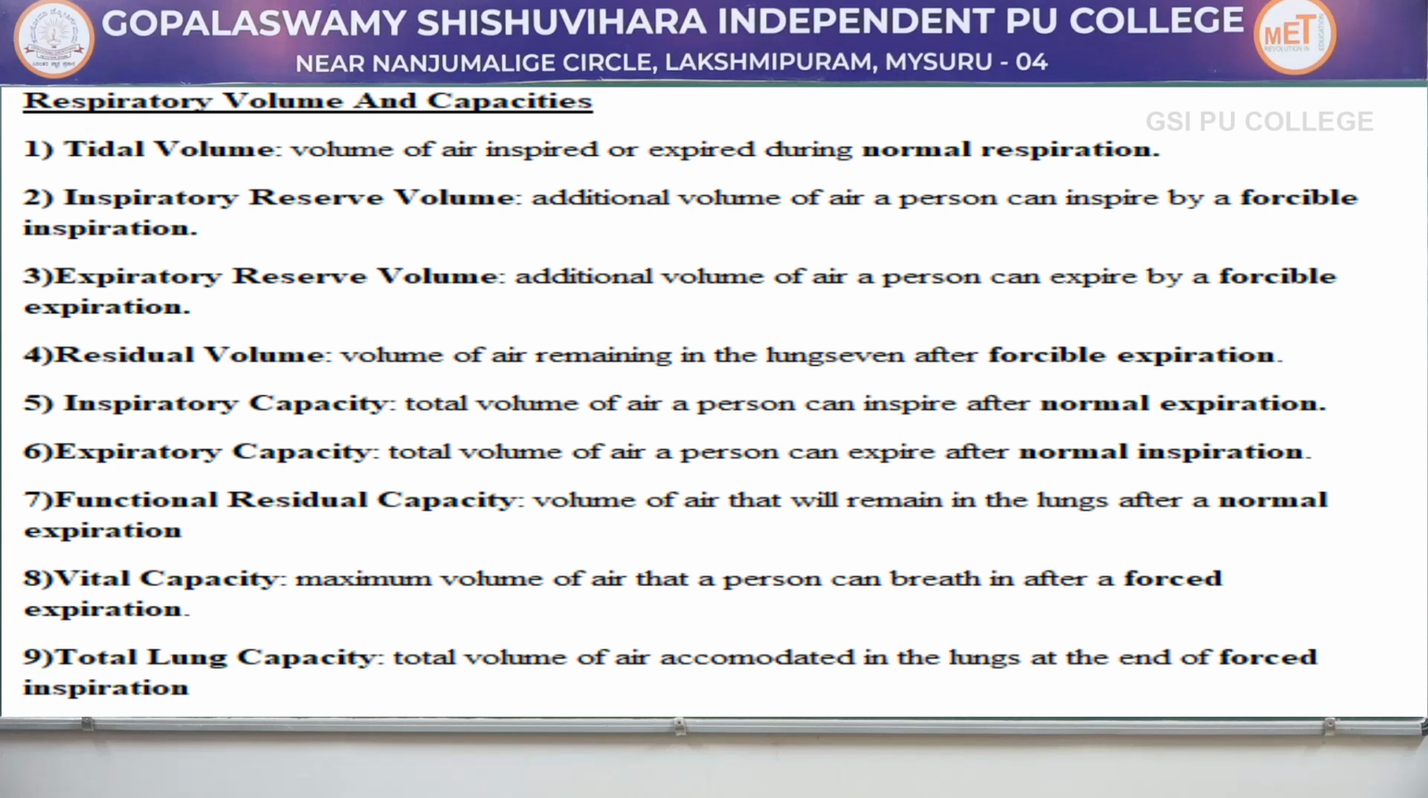Last one is the total lung capacity. So total lung capacity means it is the total volume of our accommodated air in the lungs at the end of forcible inspiration. After forcibly inspiring, the amount of air retained in our lungs is called total lung capacity.